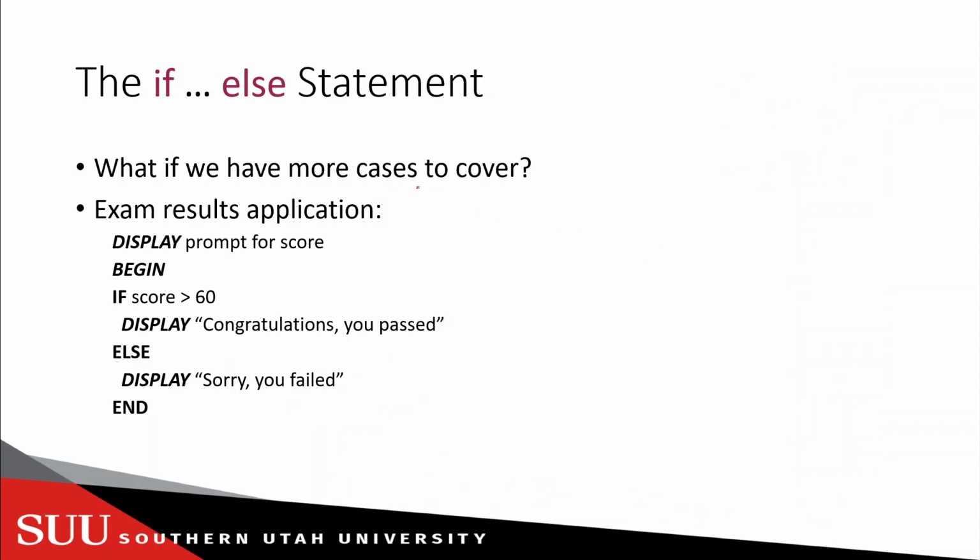So this is when we have at least two cases to cover, and this is another example. This is a snippet of pseudocode. This is not a complete pseudocode. Display prompt for score. Begin if the score is larger than 60. We'll say congratulations, you passed. Else we'll say something like sorry, you failed. Now this is two conditions. If we have greater than 60, this is, let's say, situation A where I will execute this code, and else right here is going to be situation B where I'm executing another code. How do I translate this in Java?